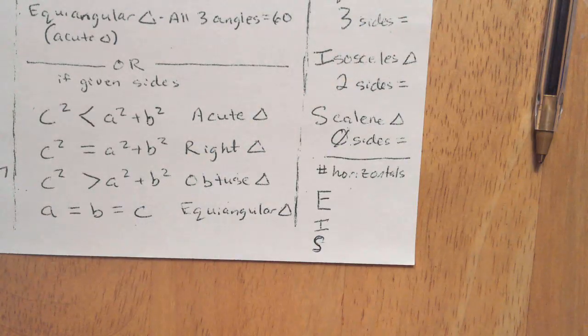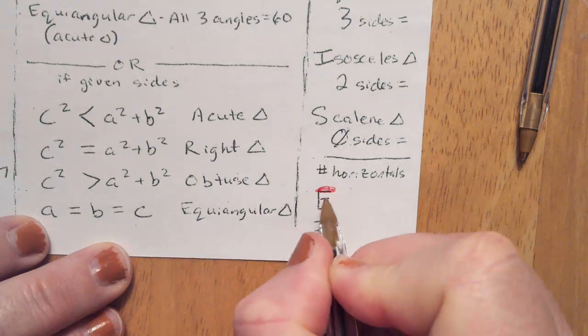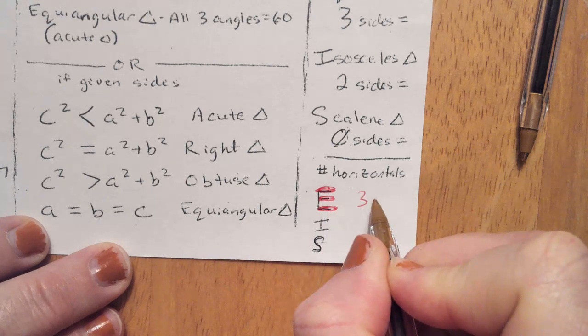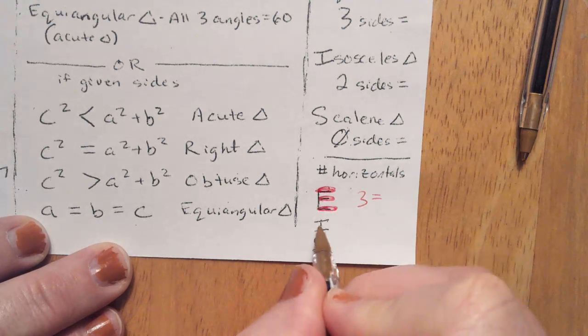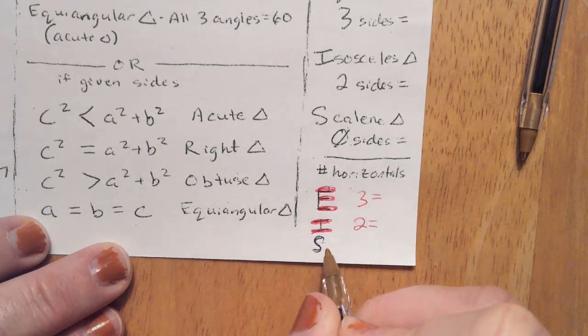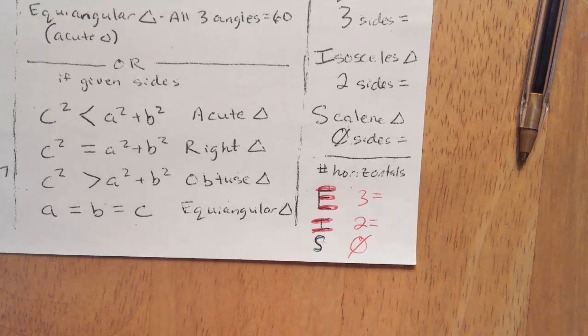All right, so check this out. When you look at the E, there are 3 horizontal lines. So that means that 3 sides are equal. I has 2 horizontal lines, so 2 sides are equal. And S, there are no horizontal lines when you write the letter S, so no sides are equal. So every single side is different.